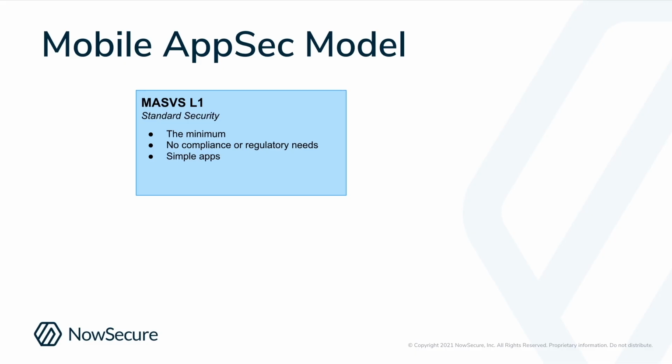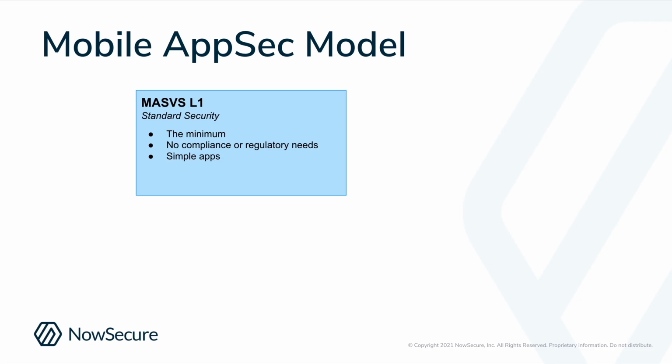So let's talk a little bit about how we can implement L1, L2, and R. And the way you implement it is this thing called the mobile AppSec model. And here's what I'll tell you, it's kind of like threat modeling, but we're actually considering how that app runs and how that app is threat modeled itself. It's application threat modeling.